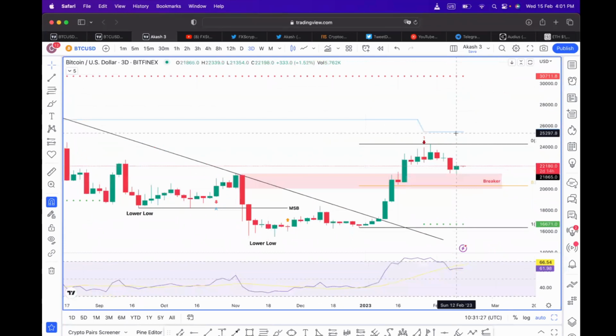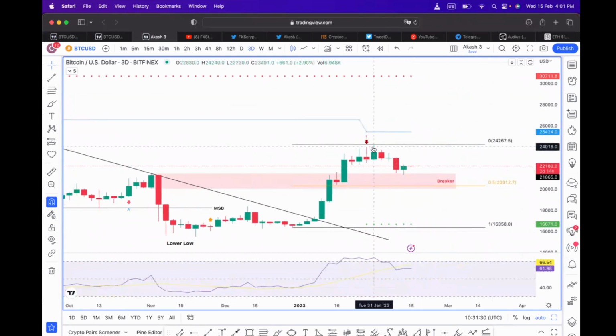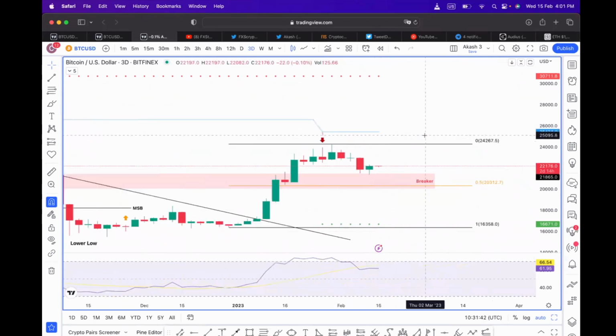I did see the sell signal a few days ago, but I didn't pull the trigger, basically because there wasn't any additional confirmation that this is where it's going to top off, right? On top of that, we also had the 25K level where Bitcoin price could reach.